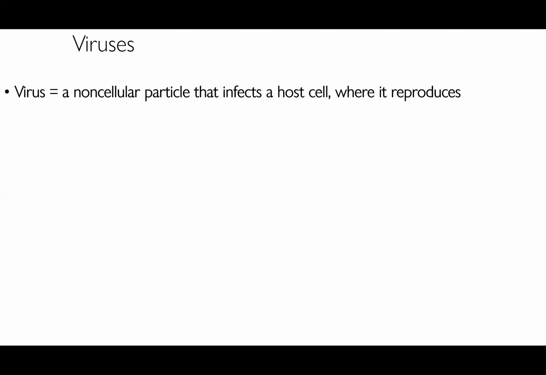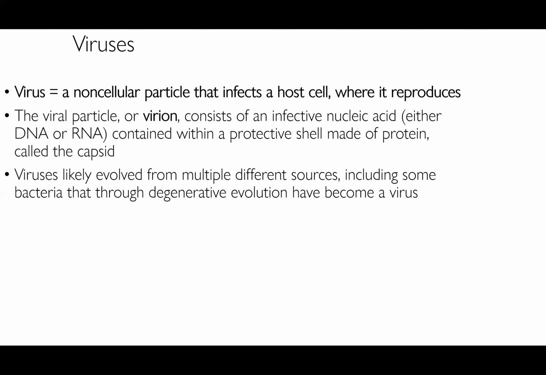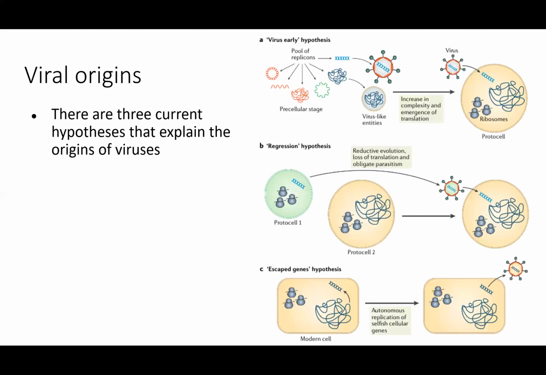But with some basic definitions, a virus is a non-cellular particle that infects a host cell where it reproduces. The viral particle, also called a virion, is essentially an infected nucleic acid. This can be DNA or RNA, and it's simply contained within a protective shell made of protein. This protective shell of protein is called a capsid. Viruses have likely evolved from multiple sources, including some bacteria through degenerative evolution.